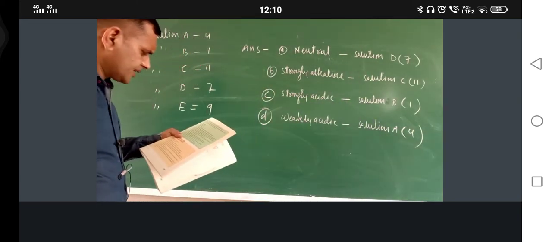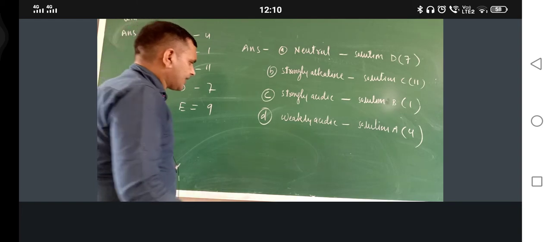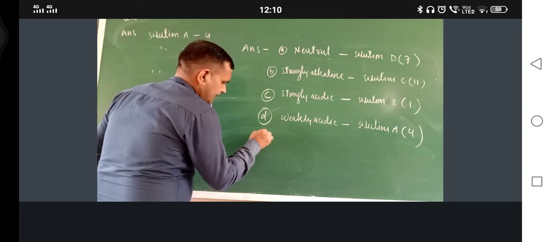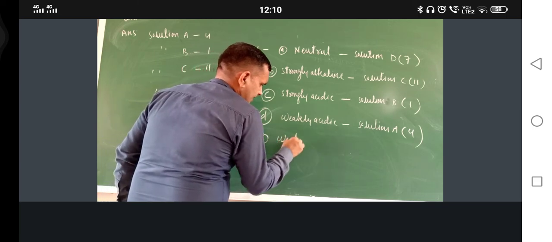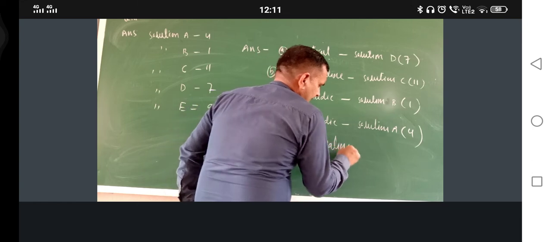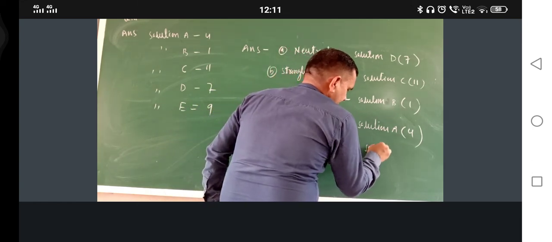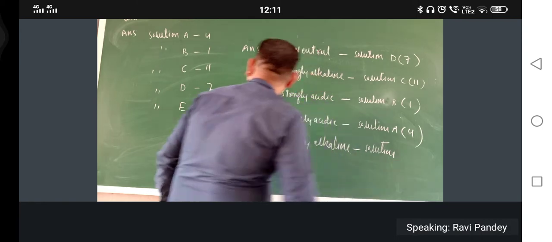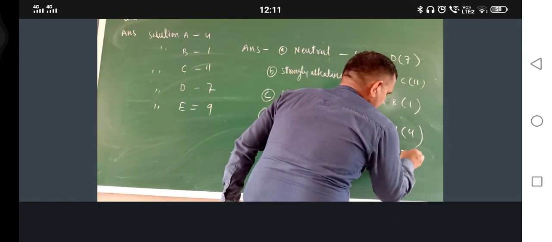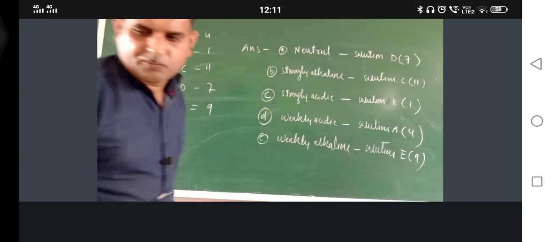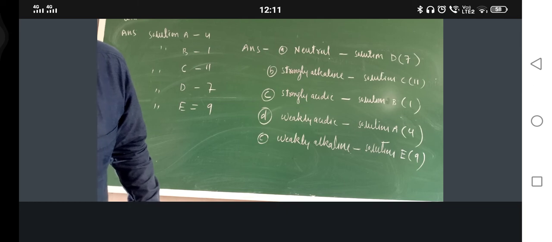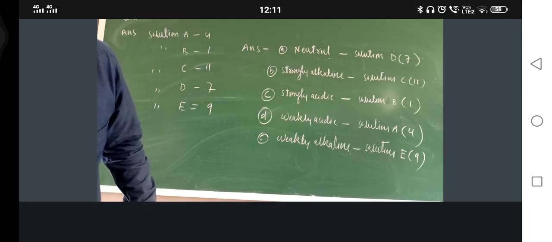Next one is weakly alkaline. 9. E, weakly alkaline. Solution E. pH is 9. What is the pH? 9. Okay. Have you got it or not?